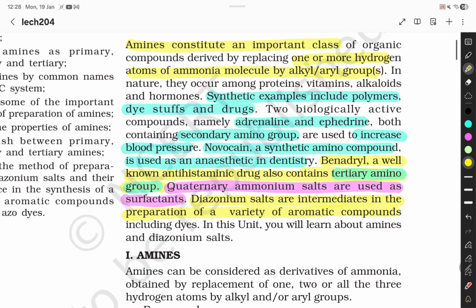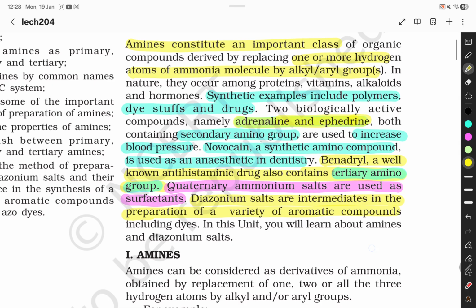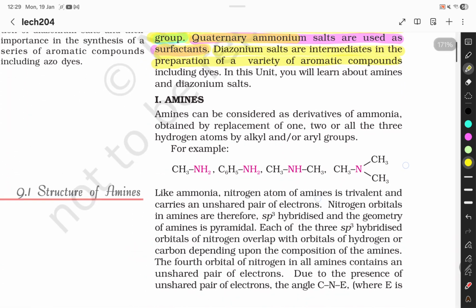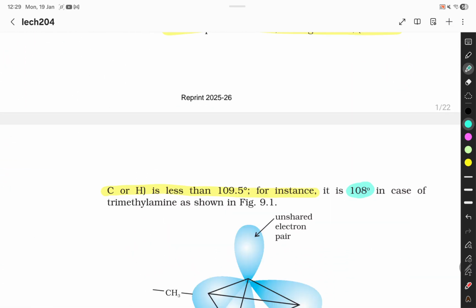Like first thing is that adrenaline and epinephrine. Okay, that is wrong actually. Both contain secondary amino group and are used to increase blood pressure. Novocaine is used as anesthetic in dentistry. Benadryl is used as an antihistaminic drug, which also contains tertiary amino group. Quaternary amino groups are used as surfactants, and yes, these are the examples that they've given for amines.